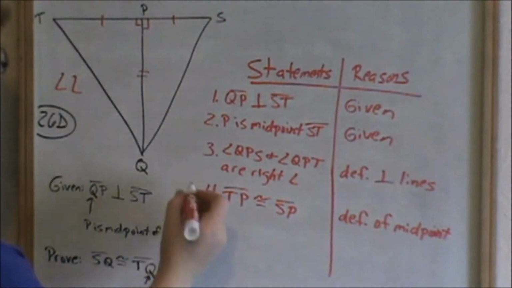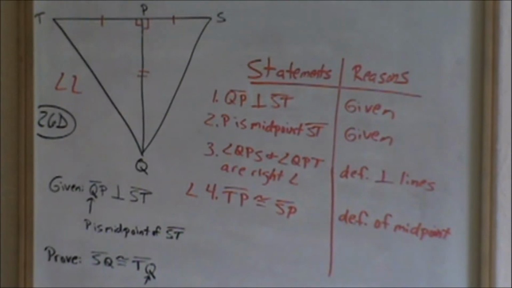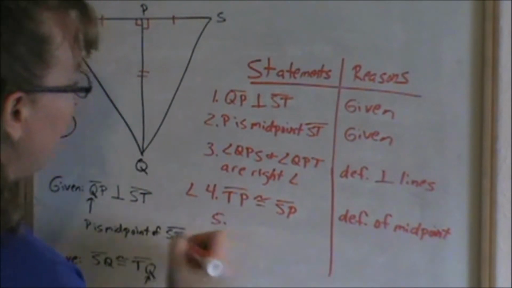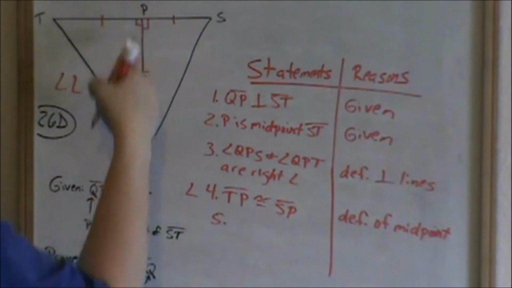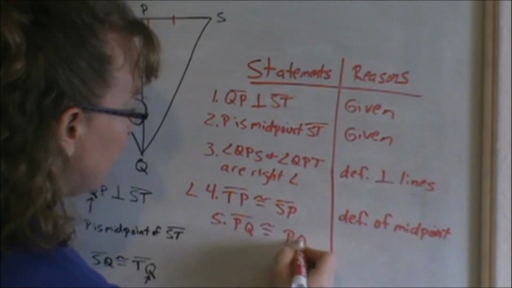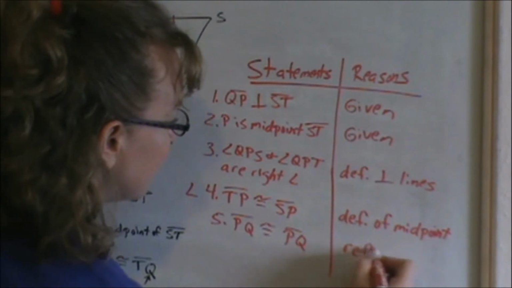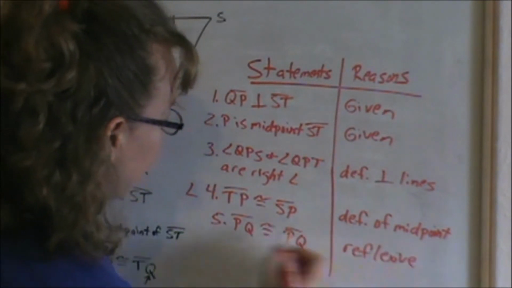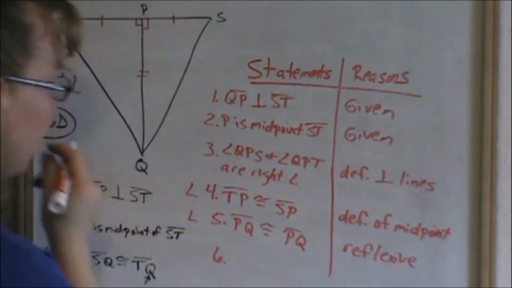So that was one of our legs. We made the statement of that. Now we need to make the statement of the other leg. PQ is congruent to PQ. Why? That is the reflexive property. So that was one of our other legs.